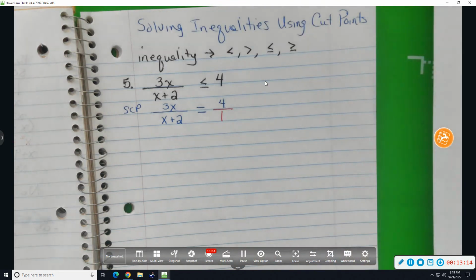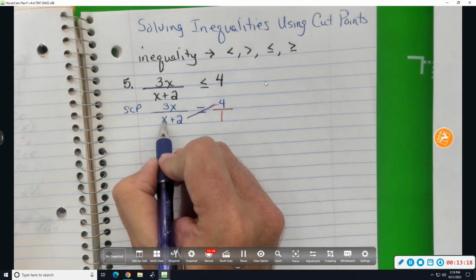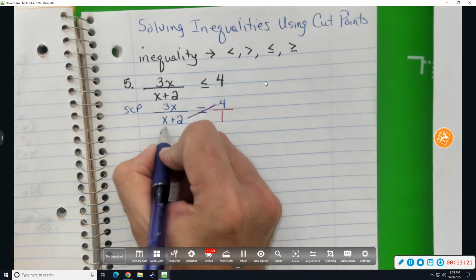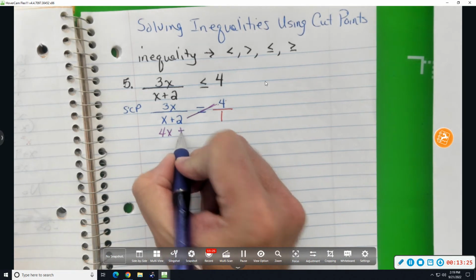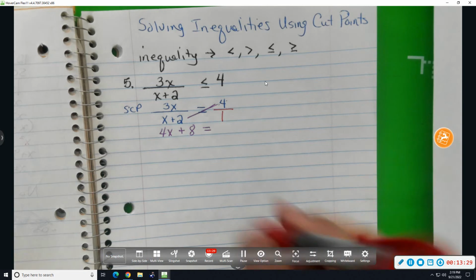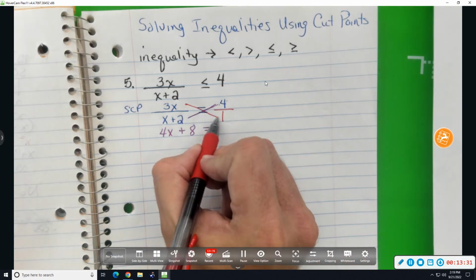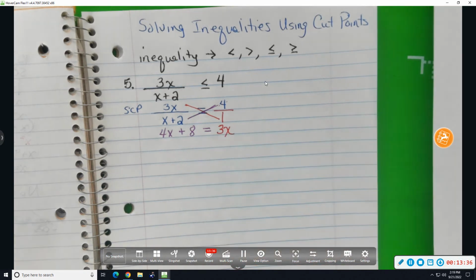I'm doing this first. So that would be 4 times x, that's a 4x. 4 times 2 is 8, equals 3x times 1, just 3x.